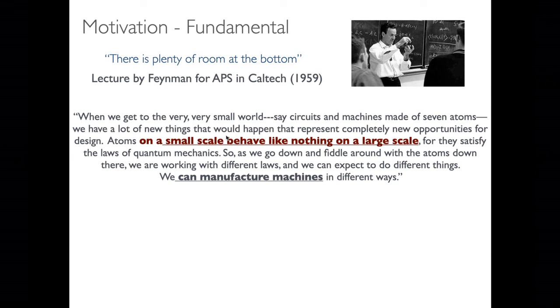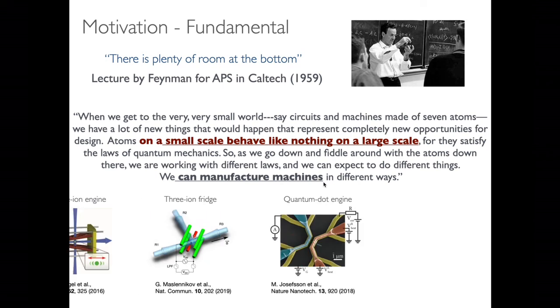Then he was also thinking that, look, if I could really manipulate atoms, just a number of atoms, say machines made of seven atoms, then you're really dealing with quantum mechanics there, and you could expect that these machines would function in very different ways than standard machines, which are made of something like 10 to the 28 atoms. And that's something my group is very interested in.